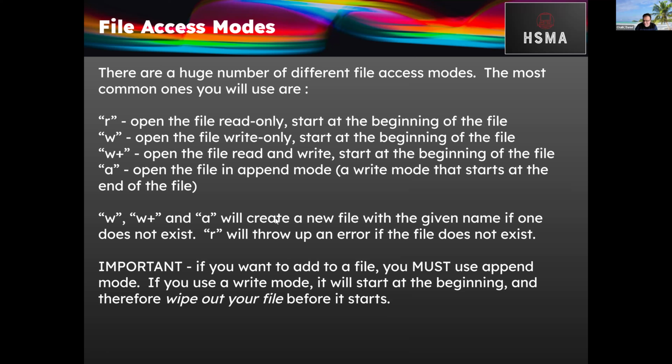To be honest, three of those are more common than the other. So R basically means open the file read-only and start at the beginning of the file. W, which we just saw, means open the file write-only and start at the beginning of the file.